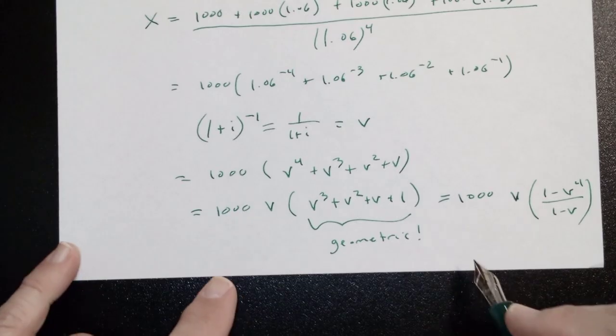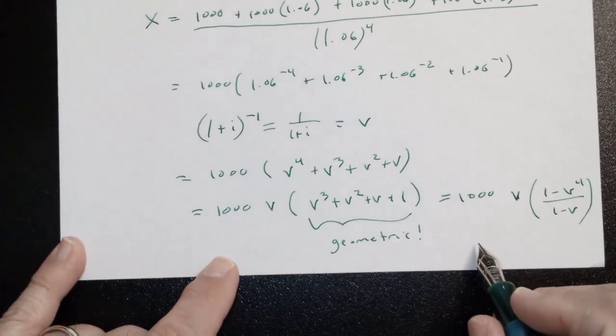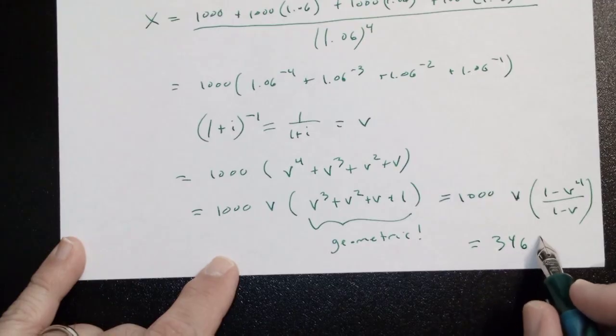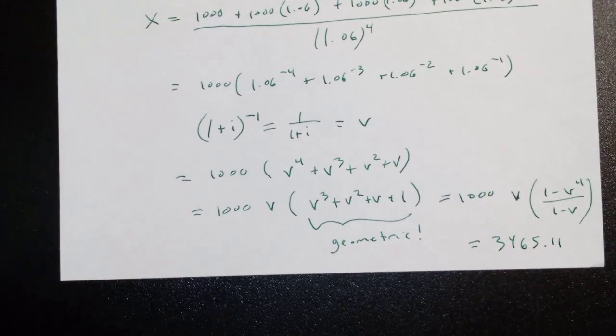Now, if I actually plug this in, I'll get a number, which is in this case $3,465.11. So if I want to pay out $4,000 over the course of the next 4 years at $1,000 each year, then I don't actually need all $4,000 now. I'm going to earn over $500 in interest by leaving the money in the bank, and that's going to give me the necessary amount to end up paying out exactly $4,000.